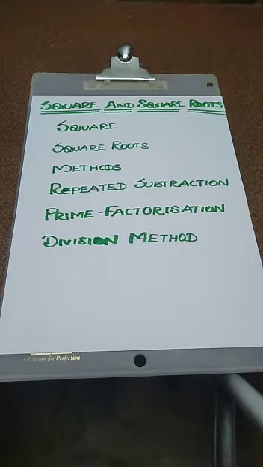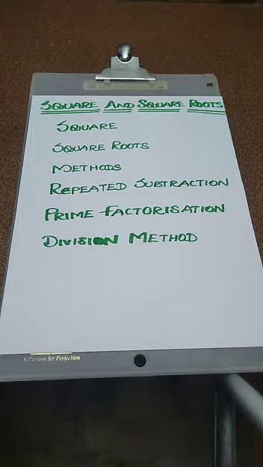The numbers which can be expressed as the product of a number with itself are called square numbers or perfect squares. For example, 1, 4, 9, 16, 25. These are the perfect square values. Why are we saying these numbers are perfect squares? Because how can we write the value 1? That is 1 square. 1 into 1, that is 1 square.